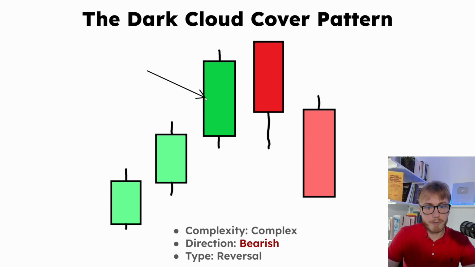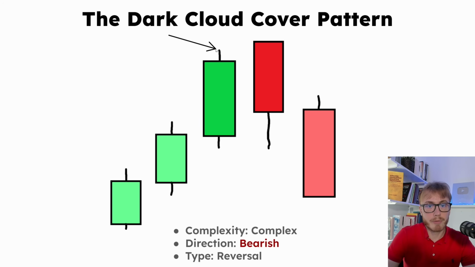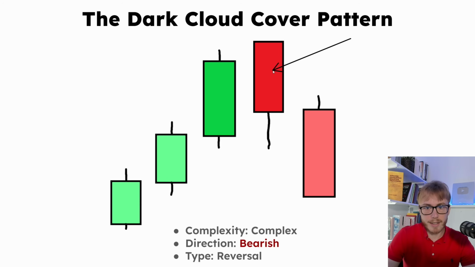The first candle of this pattern is this candle right here, and this is a pretty strong green candle. It can be either very strong or medium size. It doesn't matter here if we have an upper wick and a lower wick. The most important part here is that we have a clear continuation of the uptrend. The next candle, candle 2, is a strong bearish candle.